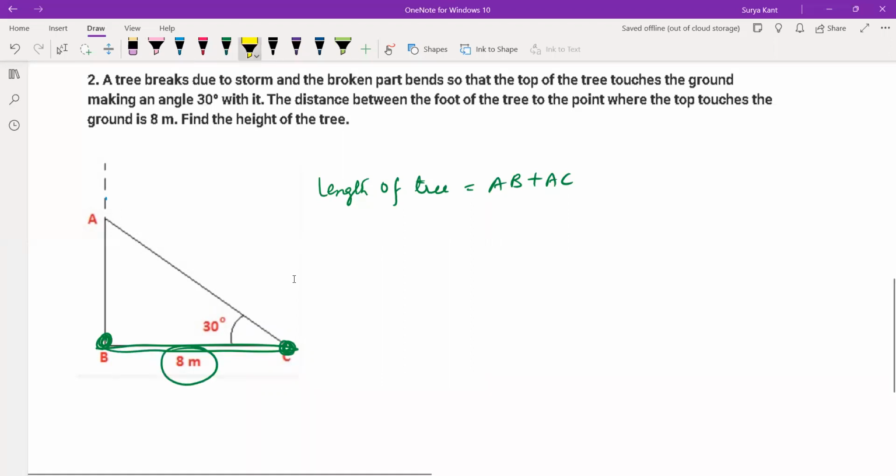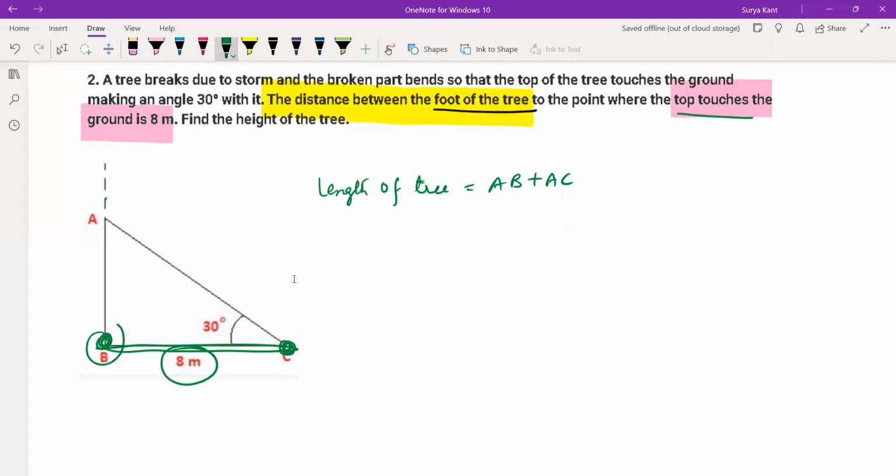Once again, you see the distance between the foot of the tree to the point where the top touches the ground is 8 meters. So two things: foot of the tree, top touches the ground. Distance is how much? 8 meters. This diagram will not be given in the exam. You have to draw this diagram by yourself.